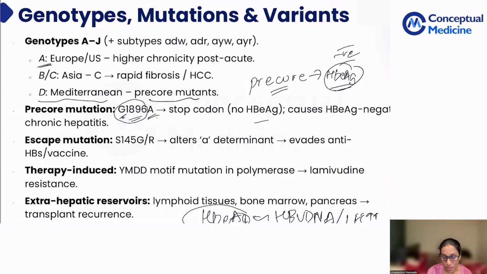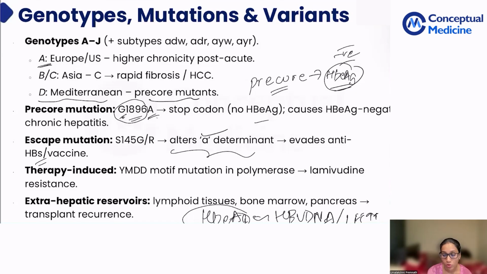Second one is escape mutants. Escape mutants are escaping, which means even if you give a vaccine or immunoglobulin, it's not helping. Take a person who has already been vaccinated, like you or me, but if you continue to get hepatitis B, that means what? It's because your hepatitis B virus has actually escaped the vaccine. That is usually produced where you have an alpha determinant immunophenotype, which evades anti-HBs or the vaccine.